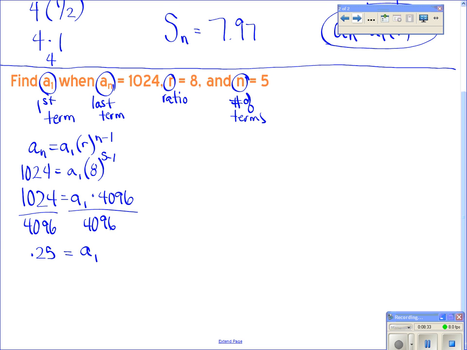Any questions on that? So there may be a situation where you have to find the sum, but in order to find the sum, we need the first term. So that's just a review on how to find it if you have a situation like that. Questions? All right.